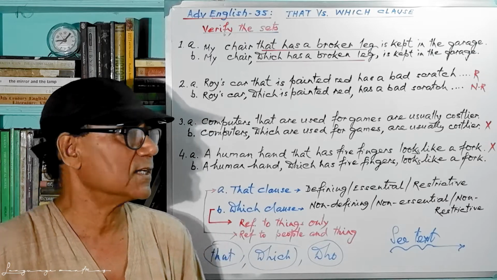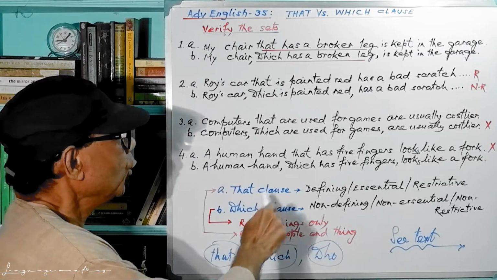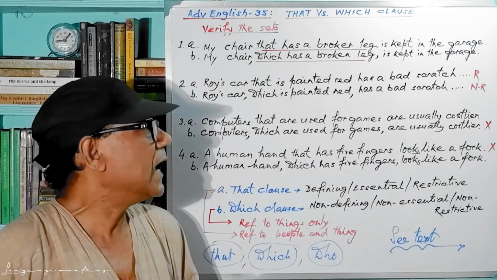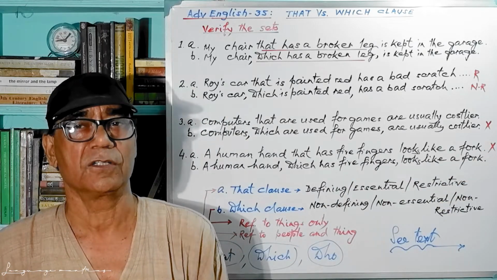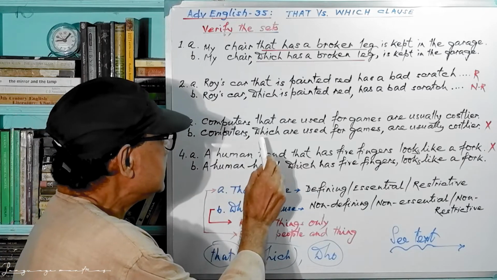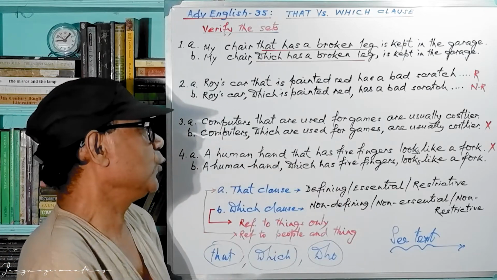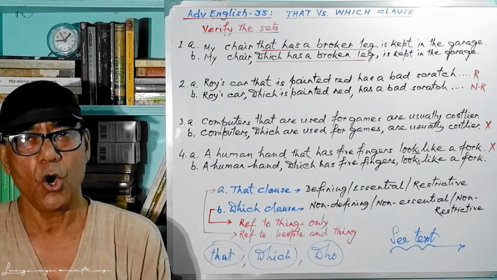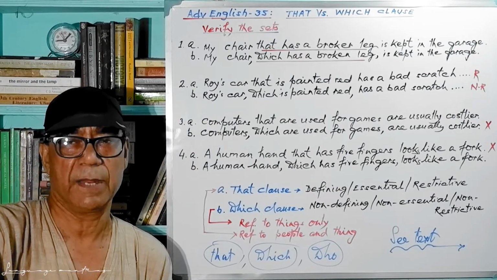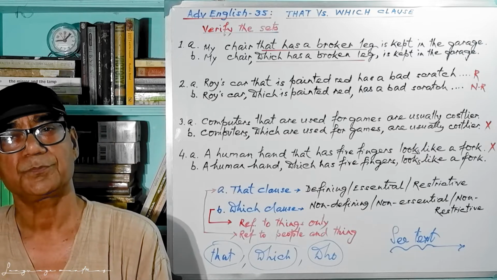But see the second sentence. Computers which are used for games are usually costlier. It's a wrong sentence. Why wrong? Here, computers is described with this clause. Which clause? Which are used for games. It means all computers are used for games. No, this is not true.